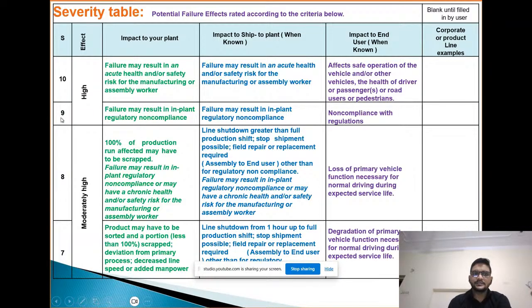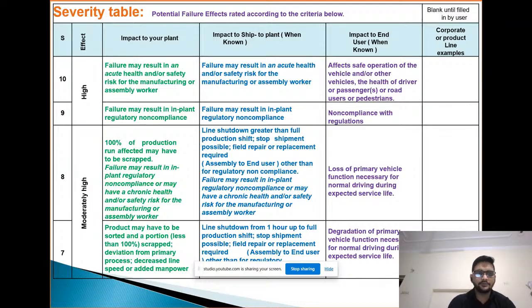Next is severity rating 9. 9 means failure may result in plant regulatory non-compliances. Both are for impact to your plant and ship-to plant. Next, for the individual, what are the impacts? That is non-compliance with regulation. Next, severity rating is 8, that is moderately high. For 7 and 8, moderately high. For 9 and 10, that is high. For 7 and 8, it is moderately high.